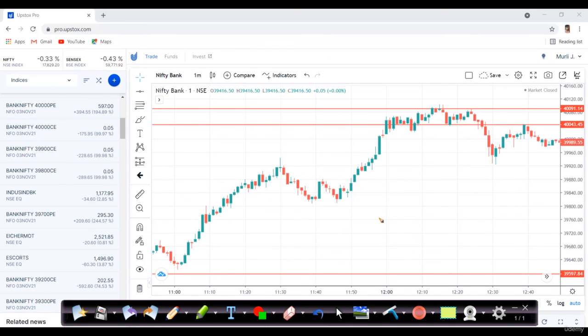I also shared this chart with some of my students. Hope you got the double bottom pattern in detail.